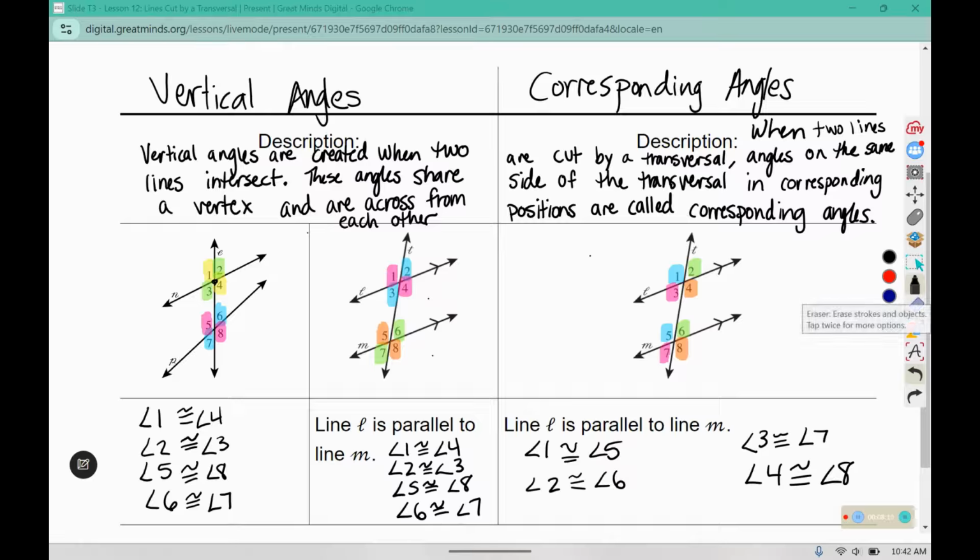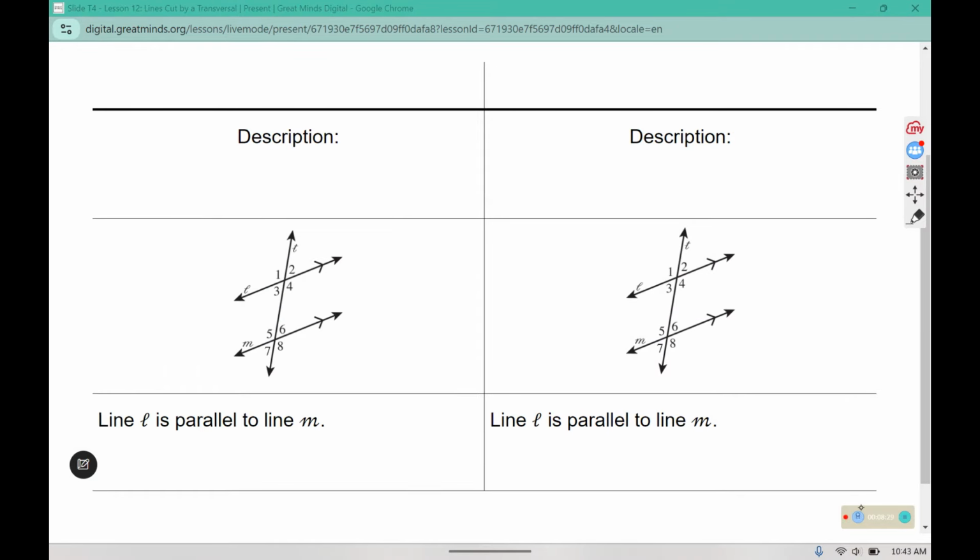Now these are not the only types of angles that are congruent in parallel lines cut by the transversal. We see that the vertical angles exist, and there are other types as well. Make sure you have all the notes written down for this first part of the table. We also have lines cut by the transversal, when parallel, create what's called alternate interior angles.